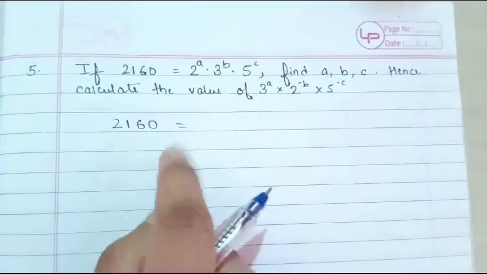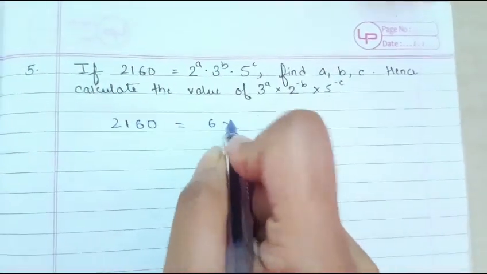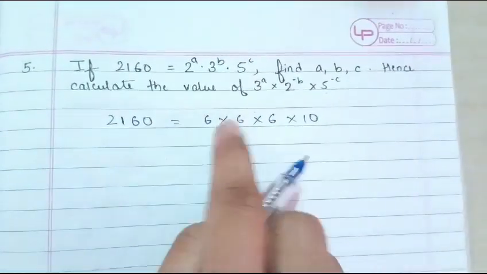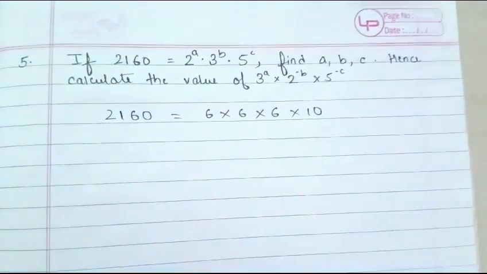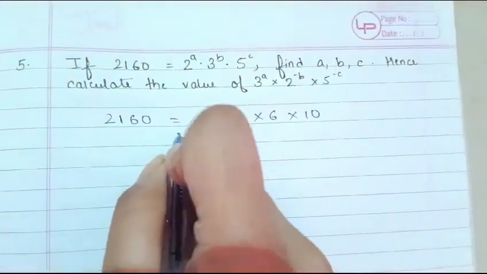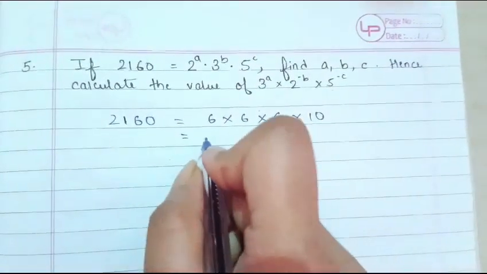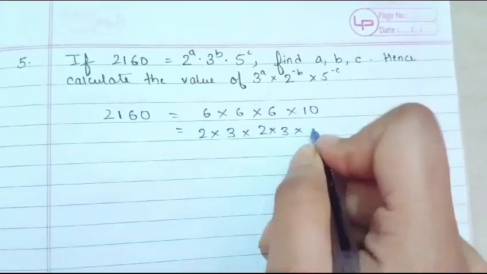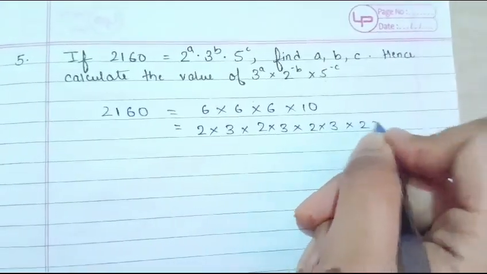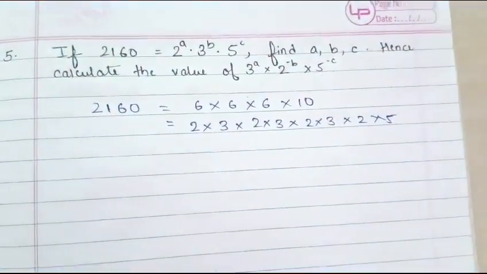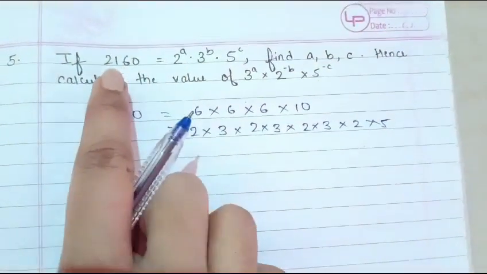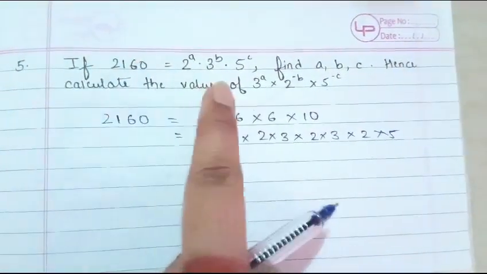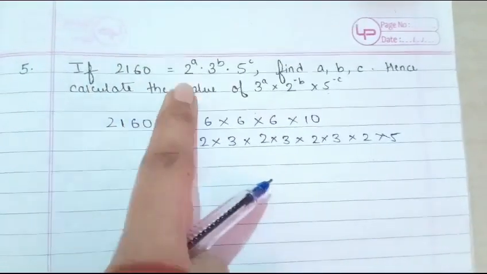2160 is basically 6 into 6 into 6 into 10. Okay, basically 216 is 6 cube and this 0, that means one factor will be 10. Okay, now you factorize 6 into its prime factors. You will get 2 into 3, 2 into 3, 2 into 3 into 2 into 5. Basically you can just do prime factorization. I am doing it this way. You can also do the prime factorization method and find out the prime factors of the value 2160.